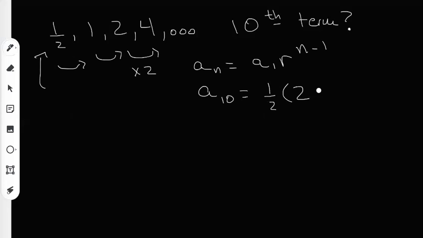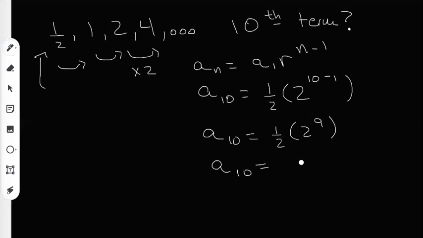1/2 times 2 to the 10 minus 1 power. So 10 minus 1 is going to be 9. So now I've got 2 to the 9th power on top. And all I have on the bottom is going to be this 2 right here. So this is going to be 2 to the 8th power, which is what? How many 2's? 8.